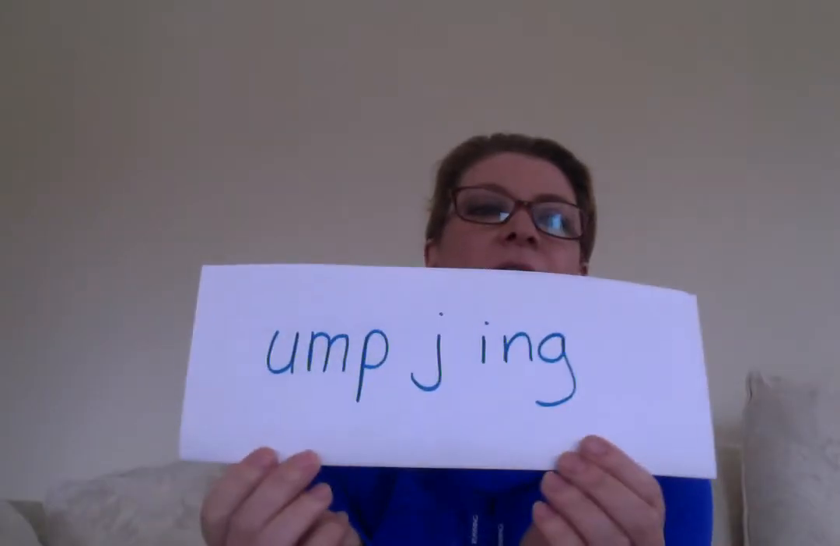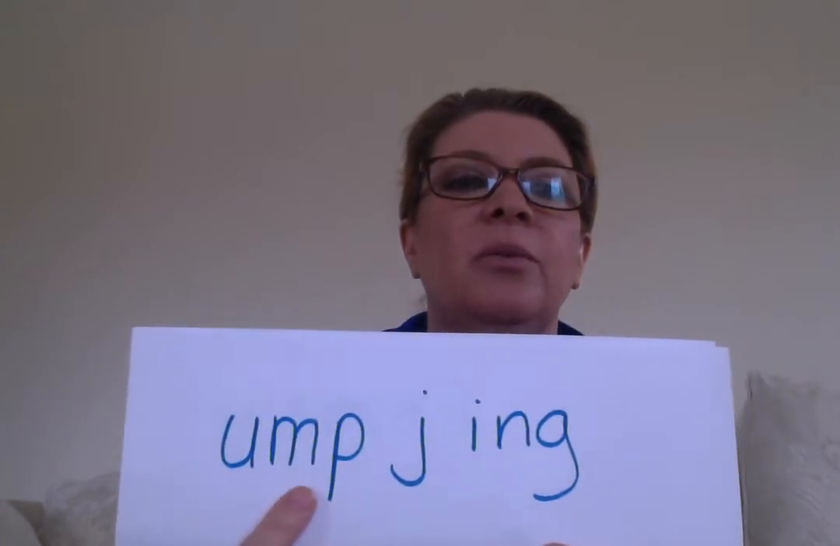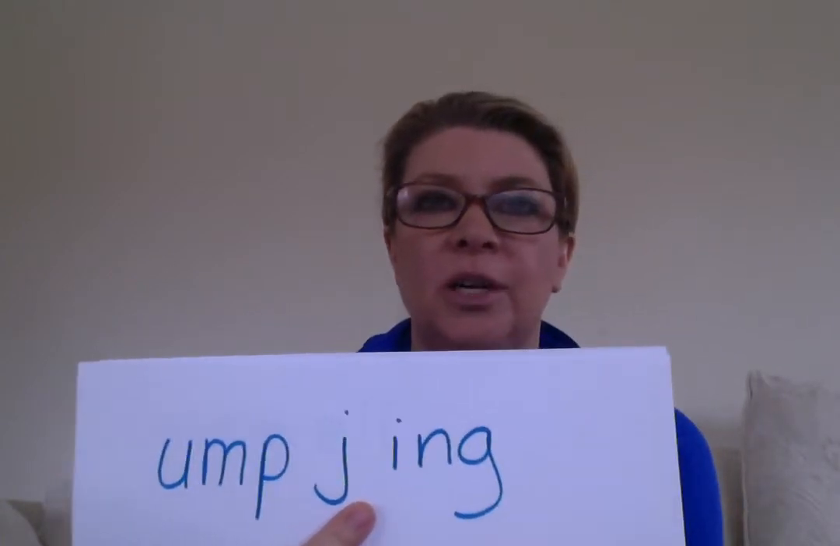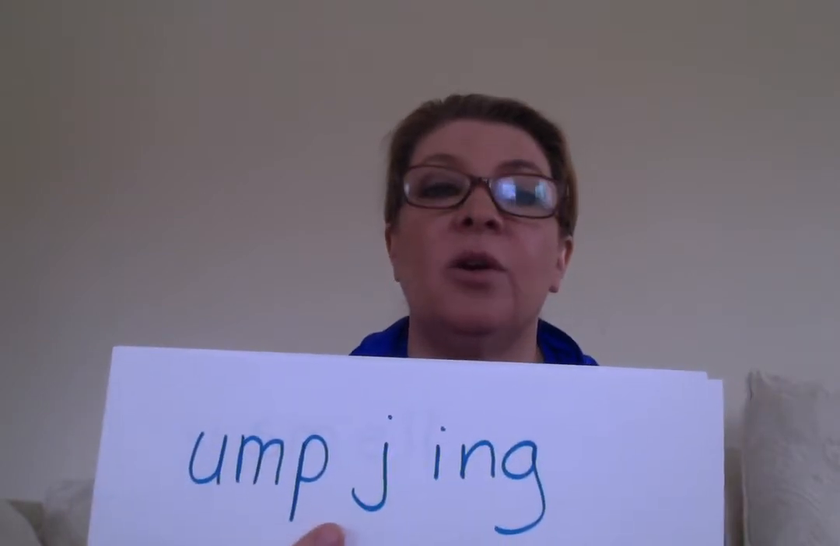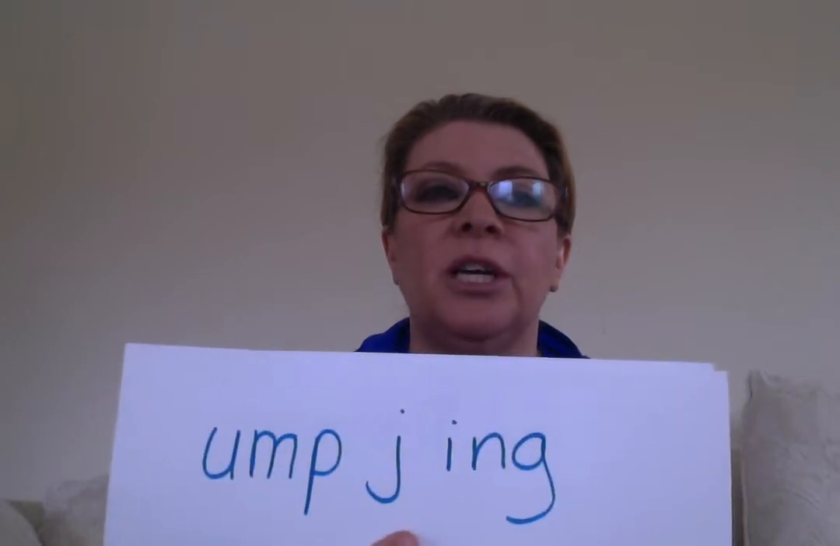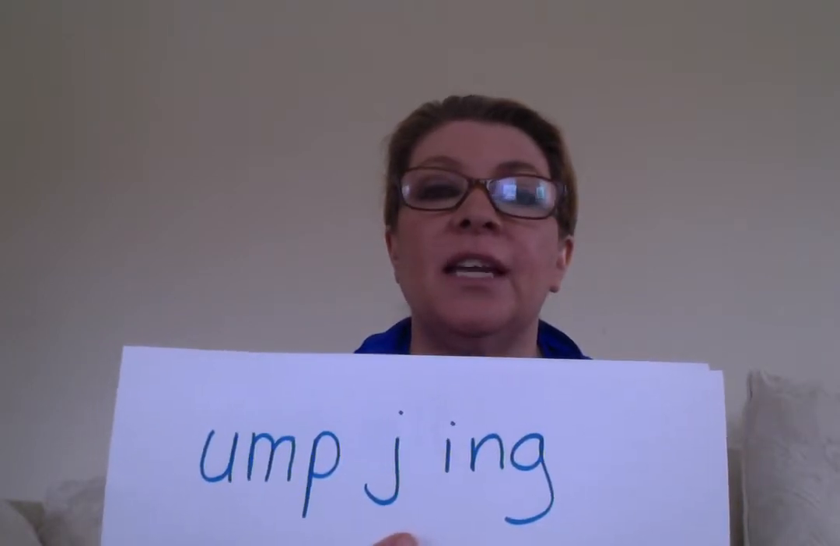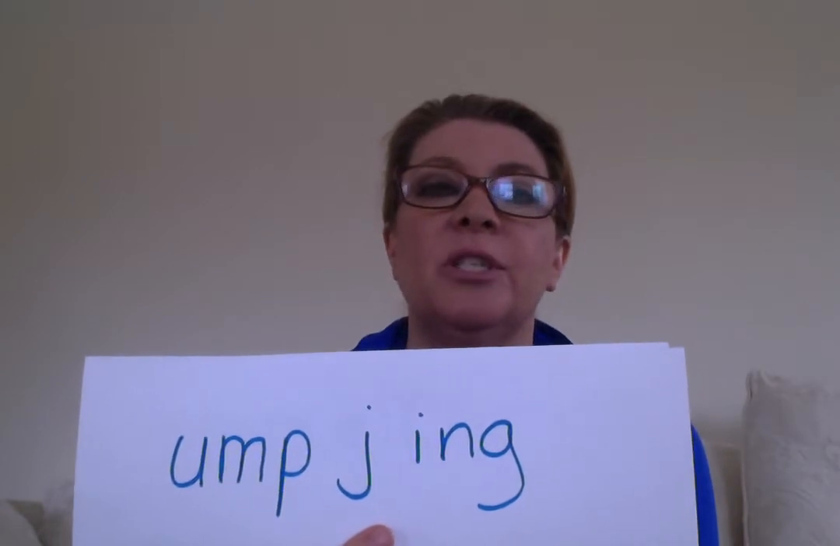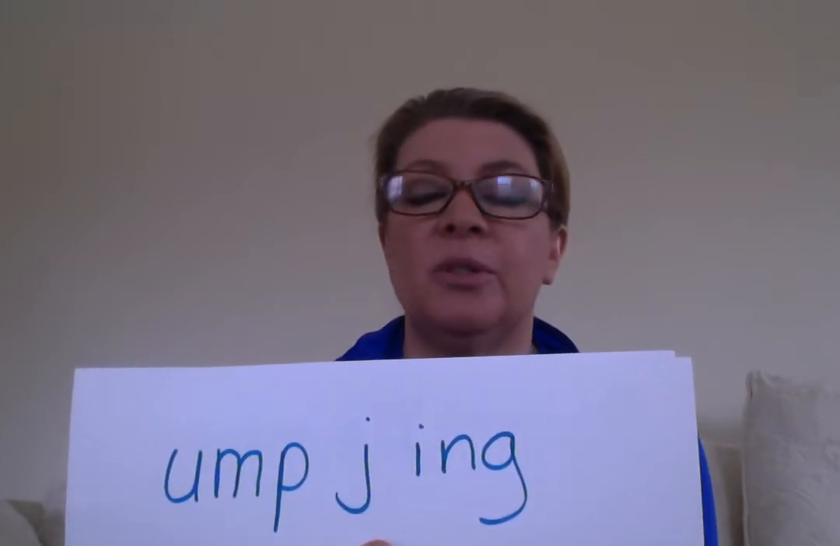I want to show you a word that's a little odd. If you notice, we have U, M, P, J, I, N, G. That is a very difficult thing to read. Umpja-ing. So what I've noticed is I didn't look all the way through the word, and it's all mixed up. So I have to put the parts in a certain order in order to be able to read it.